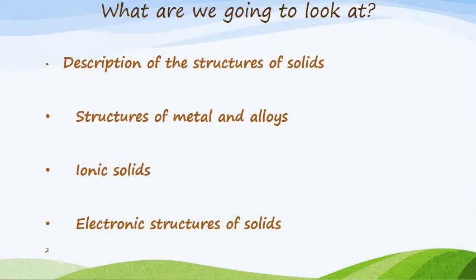What are we going to look at? Well, there's 4 aspects to the structures of solids that we will be tackling. The first one is the description of structures of solids themselves. Then we're going to look at structures of metals and alloys. We will look at the structures of ionic solids. And finally, we'll do a bit of electronic structure of the solid materials.